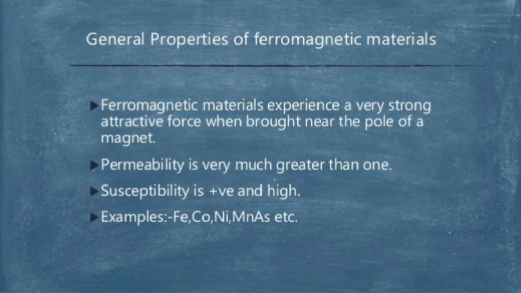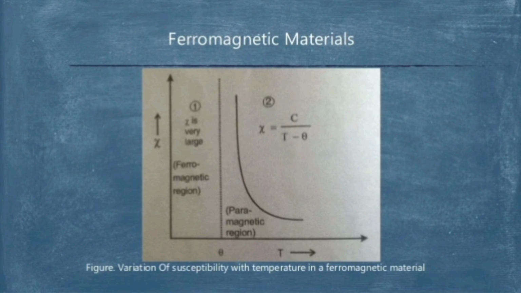General properties of ferromagnetic materials are: ferromagnetic materials experience a very strong attractive force when brought near to the pole of a magnet. Permeability is very much greater than 1. Susceptibility is positive and high. Example: copper, nitrogen, etc. Variation of susceptibility with temperature in a ferromagnetic material.